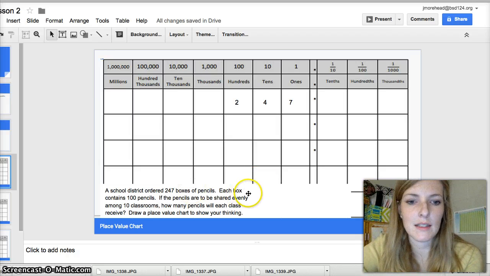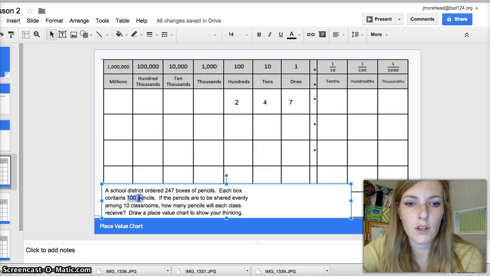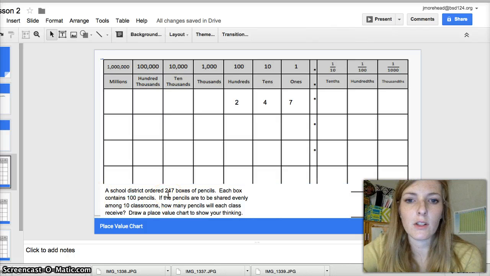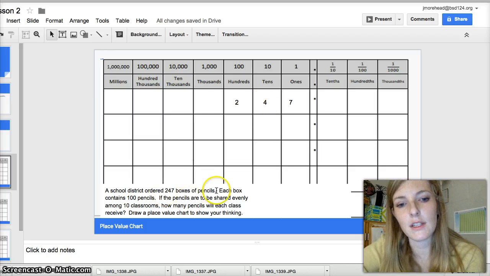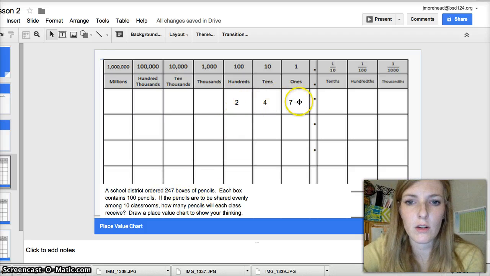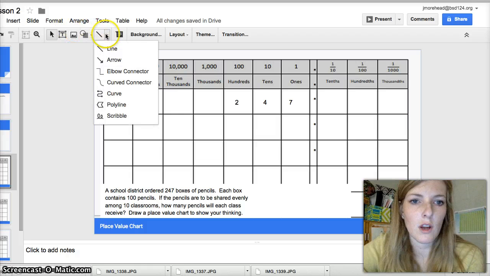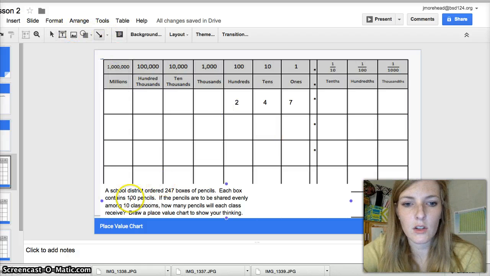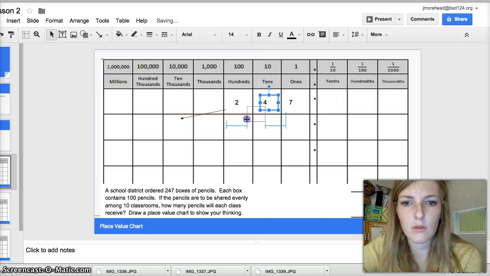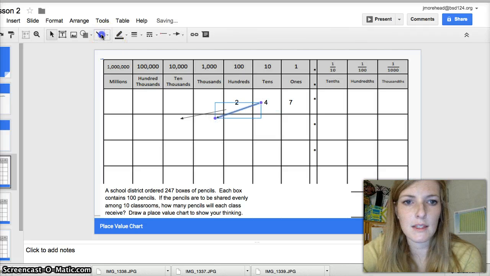So back in my problem, it says each box contains 100 pencils. So that's my first step. I need to move 100 times on the place value chart with my 247. So I'm going to draw my arrows, and I see that there are 2 zeros. So that's worth 2 hops. So 1, 2. My 4 is going to move 1, 2. And then my 7 is going to move 1, 2.